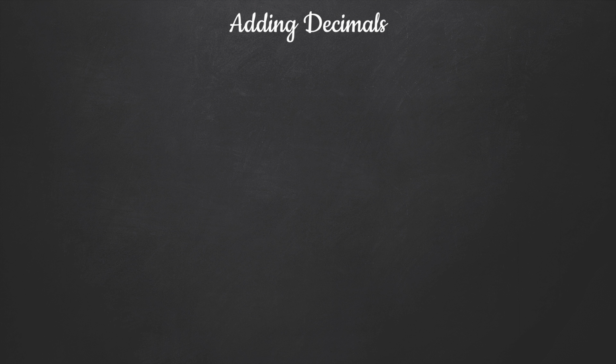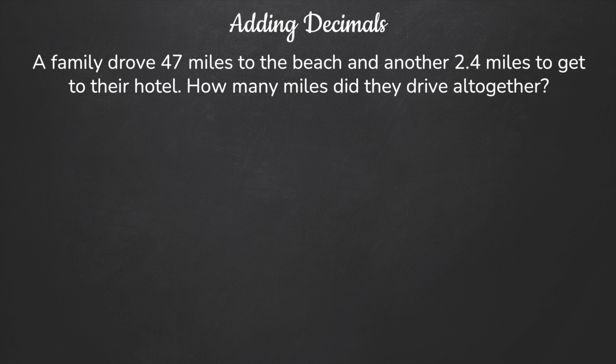Here we have another example which says a family drove 47 miles to the beach and another 2 4/10 miles to get to their hotel. How many miles did they drive altogether? So we know that the family drove 47 miles to go to the beach.